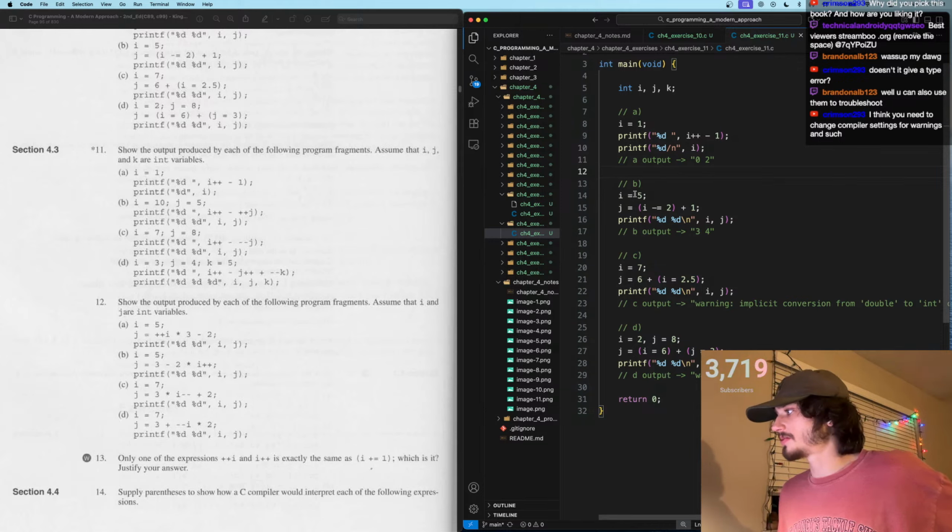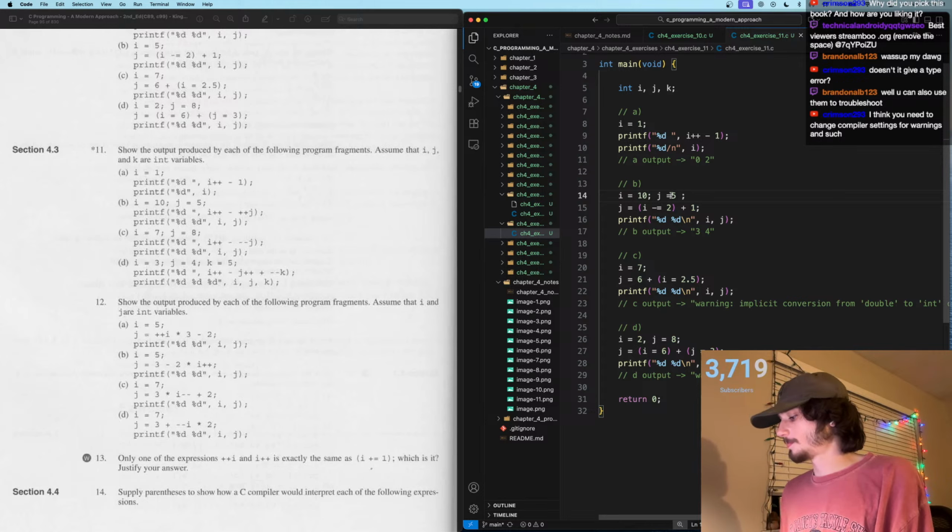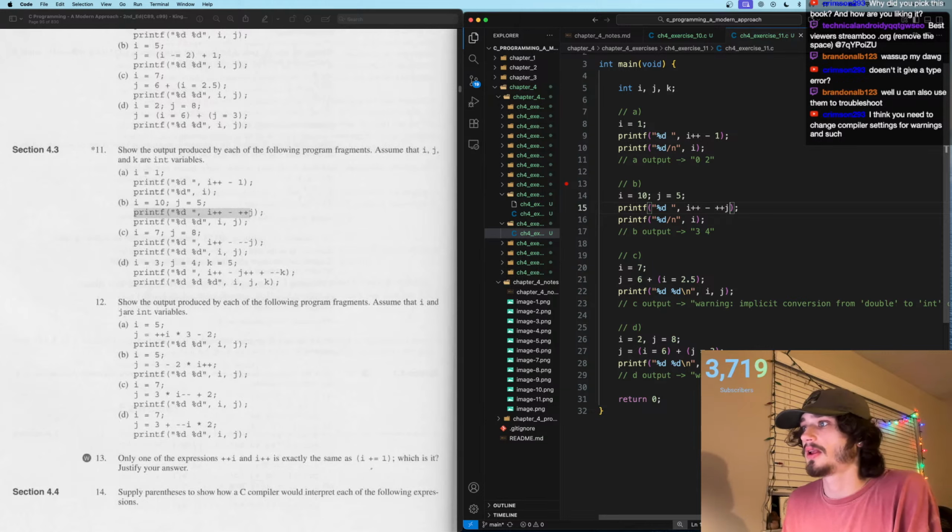Okay, let's try the next one. I is 10, j is equal to 5. We're going to do this here. I'll just copy this. printf("%d", i++ - ++j), and we're going to insert "%d %d" and do i and j.